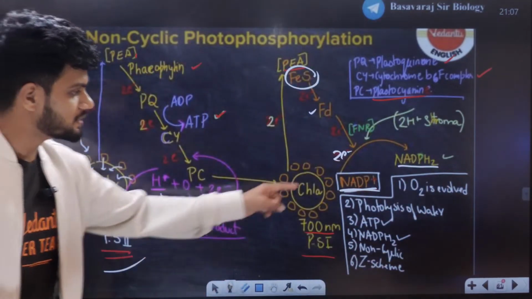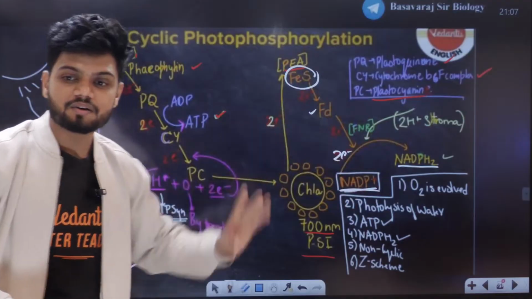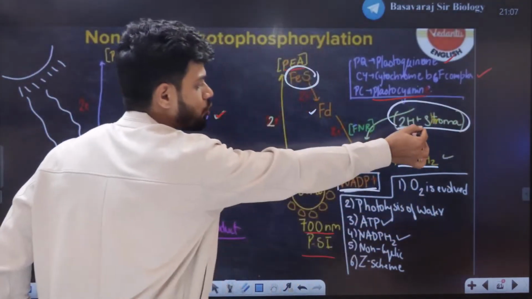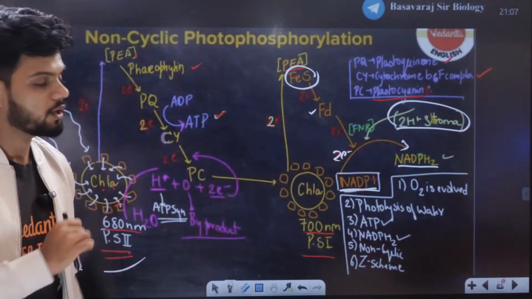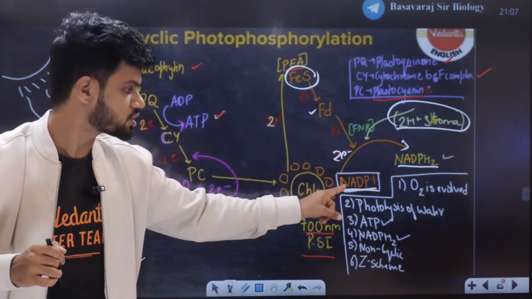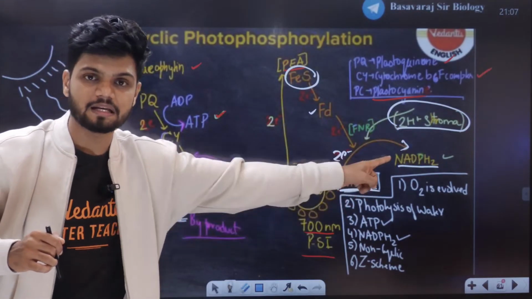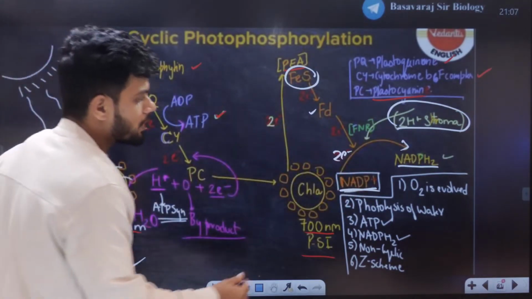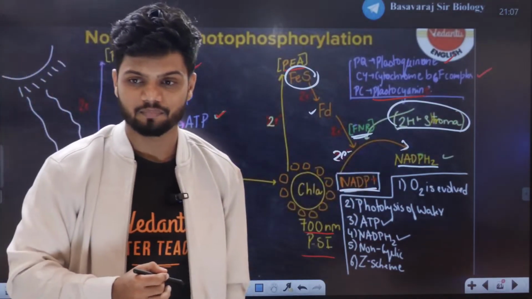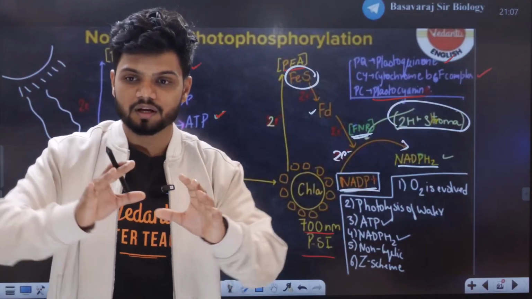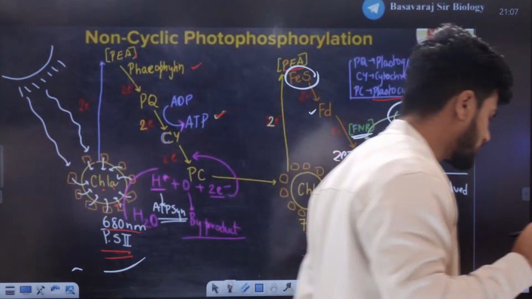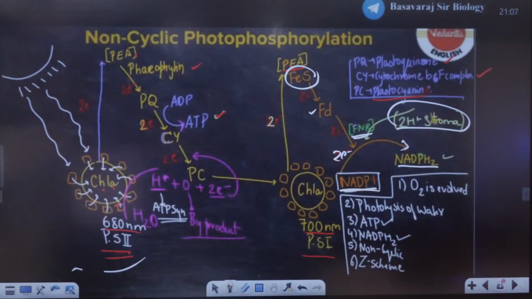Now when electrons are sent here, this NADP+ gets reduced to NADPH2. In this entire reduction process, two protons are sent from the stroma to here. Two electrons, two protons, NADP+ to NADPH2. The enzyme is FNR, ferredoxin reductase enzyme. Now I hope all of you understood. Take a screenshot, write this down and understand.